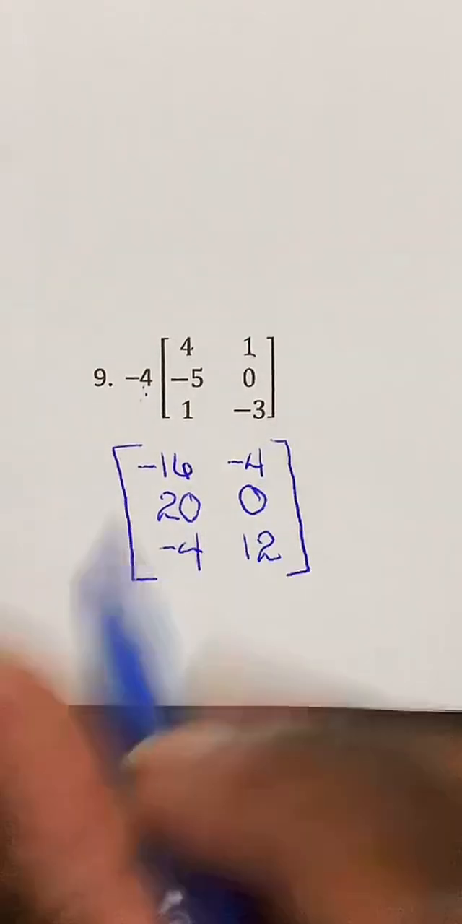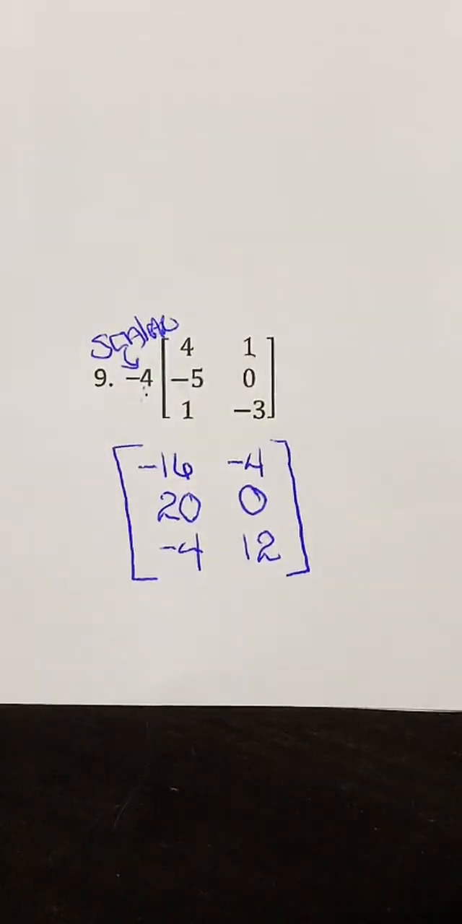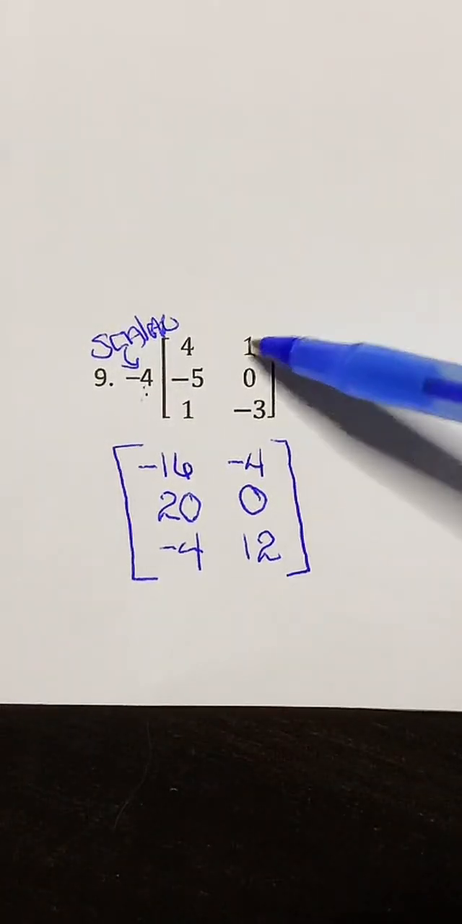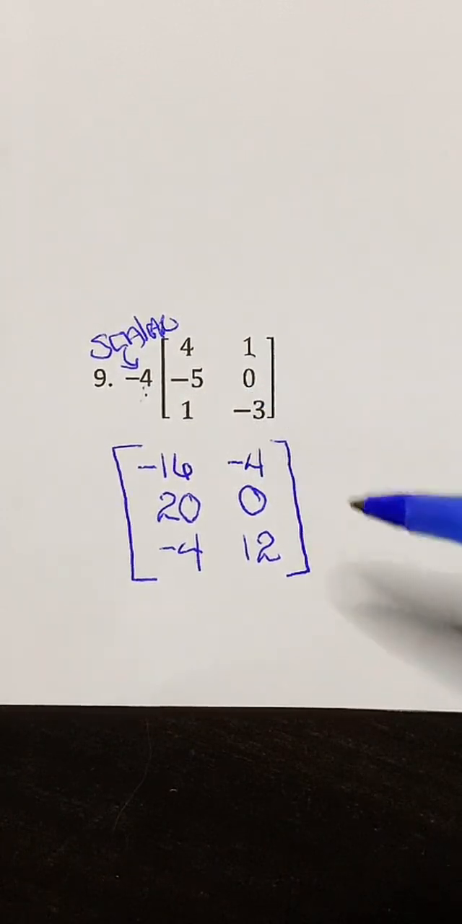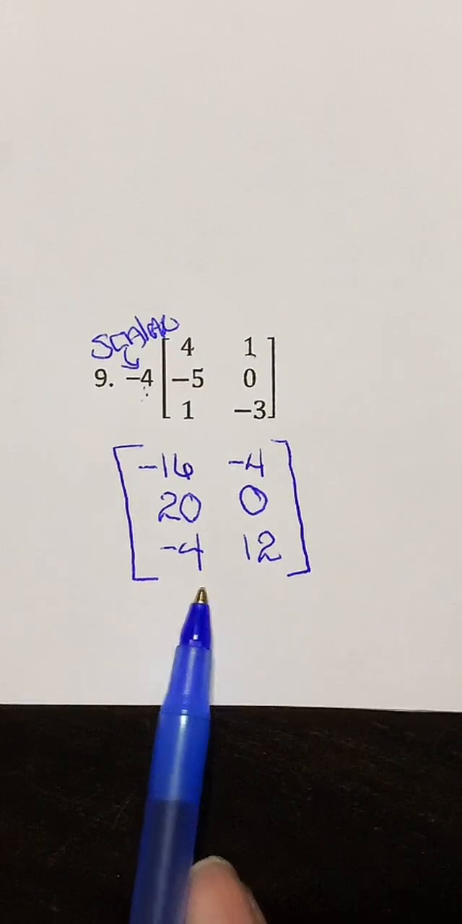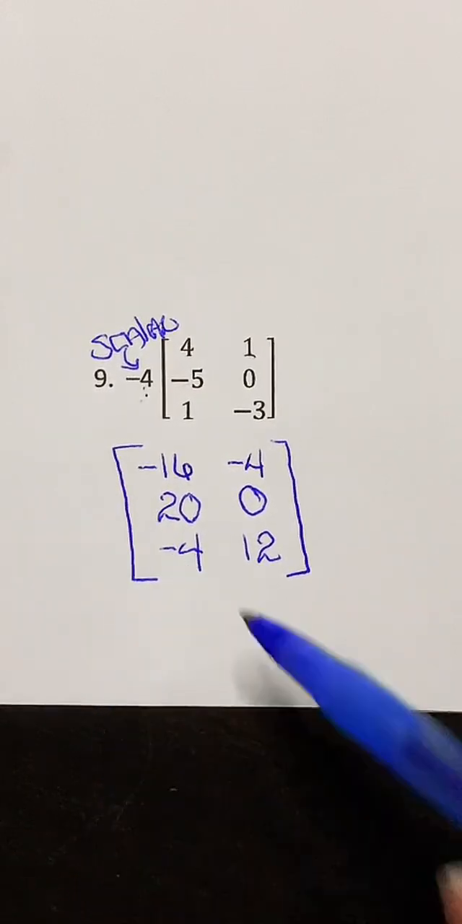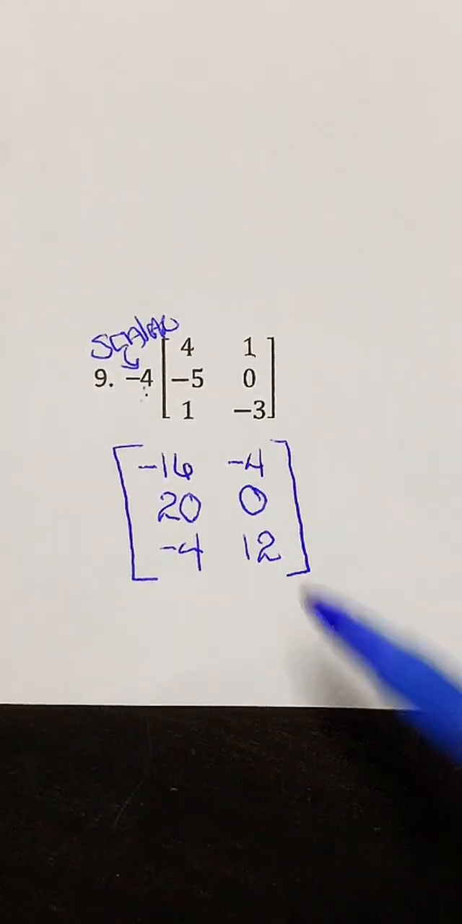So although we multiply by this thing called a scalar, sorry, I'm going to move my hand in a second. Okay. We still end up with a 3 rows, 2 columns matrix as my answer. 3 rows, 2 columns.